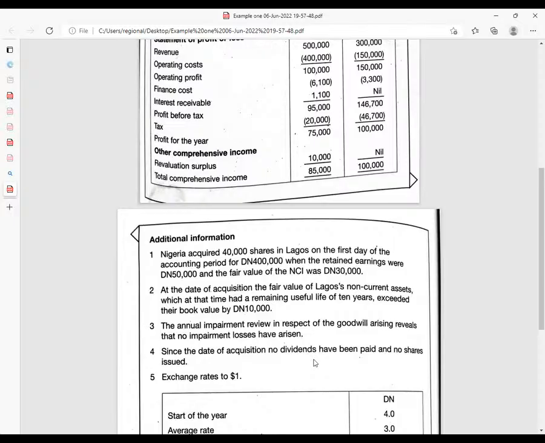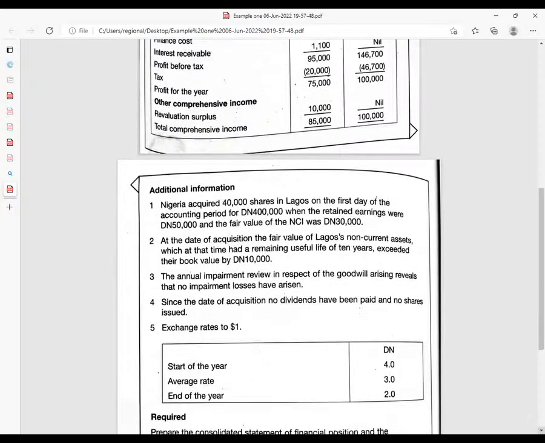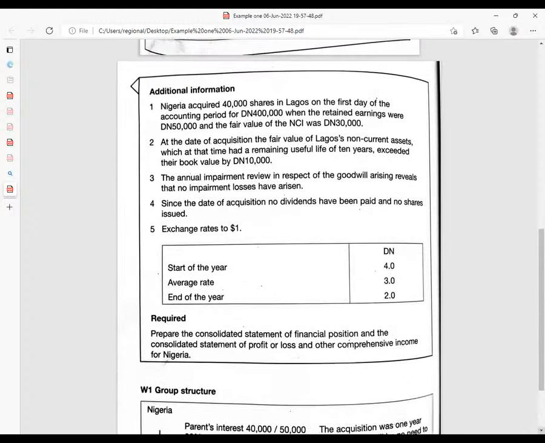We can see the exchange rates to dollars. We have the start of the year, the average rate for the income statement items, and then the end of the year for the balance sheet items, assets and liabilities. So they want us to prepare a consolidated statement of financial position and a consolidated statement of profit or loss and other comprehensive income for Nigeria. So we start as usual with the group structure. Nigeria acquired how many shares? 40,000 shares in Lagos.